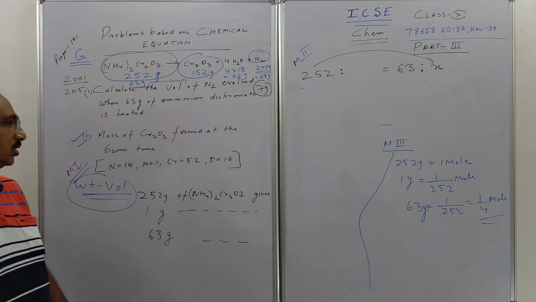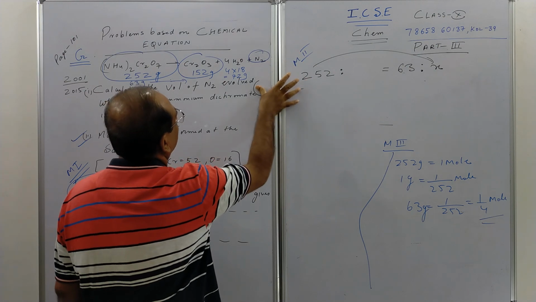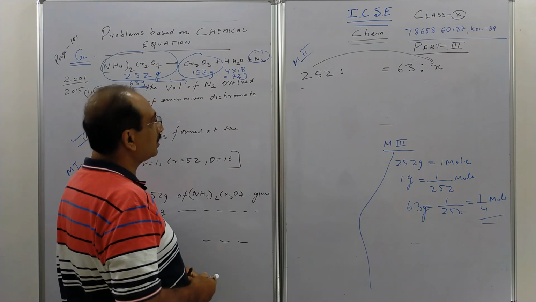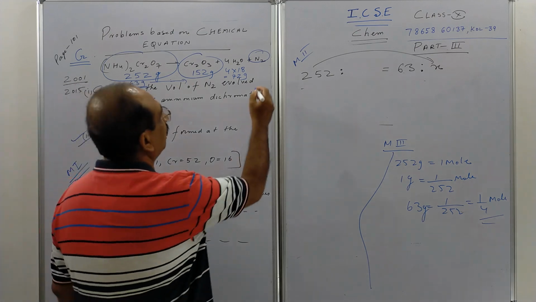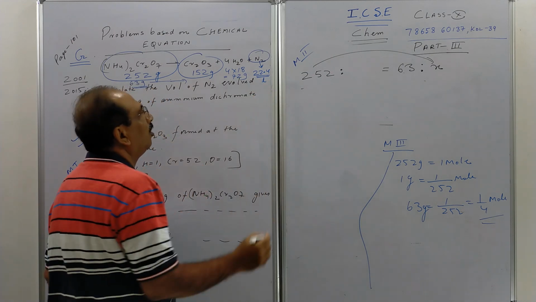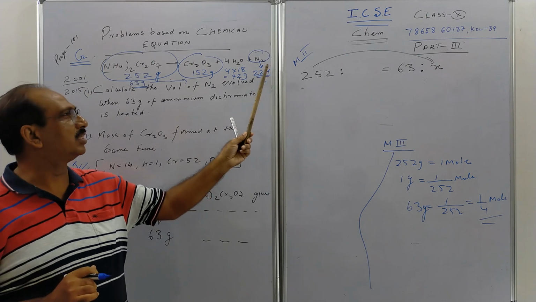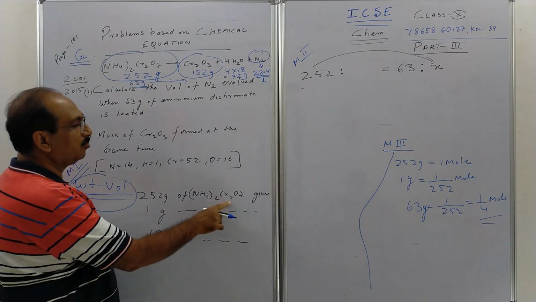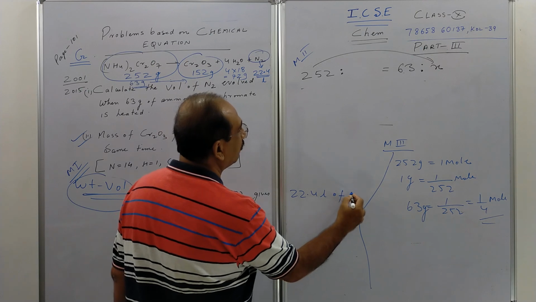So for volume, here I will not take this as mass, children. I will take 1 mole. As in the first introductory video, this will be 22.4 liter. Molar volume means the volume of 1 mole of nitrogen. 1 mole of nitrogen is 28 gram, we have seen, but the volume is 22.4 liter. So 252 gram of ammonium dichromate gives 22.4 liter of nitrogen.